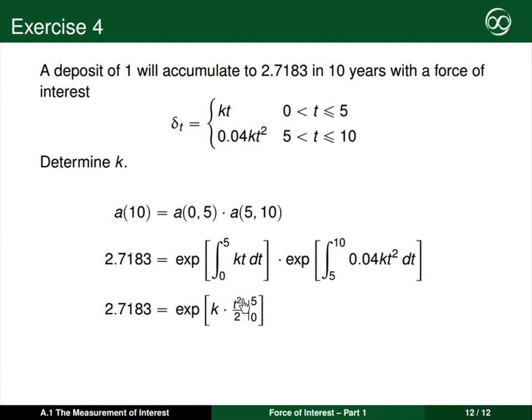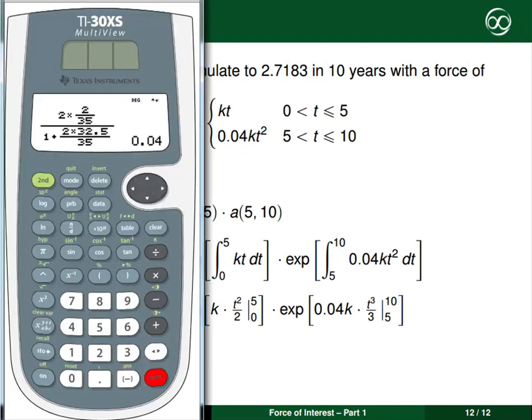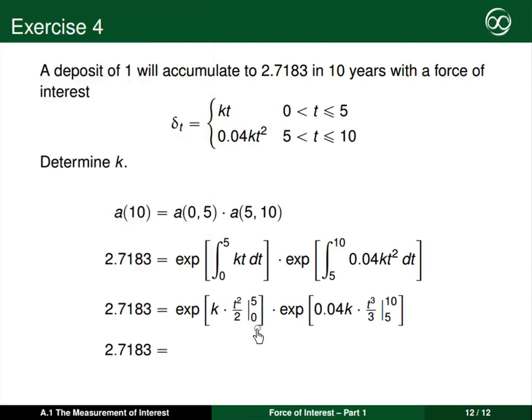When I integrate t, I get t squared over 2, and I want to evaluate this from 0 to 5. On this one, 0.04k is a constant, so I'll just leave that there. Now I need to integrate t squared, which is t cubed over 3, and I evaluate this from 5 to 10. Now I just do each one on my calculator. If I have t squared divided by 2 evaluated from 0 to 5, when I plug in 0, I just get 0. So all I need is 5 squared divided by 2, which is 12.5. So this first term is e to the 12.5k.